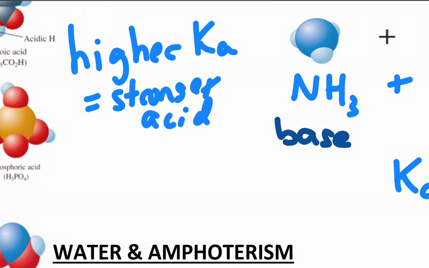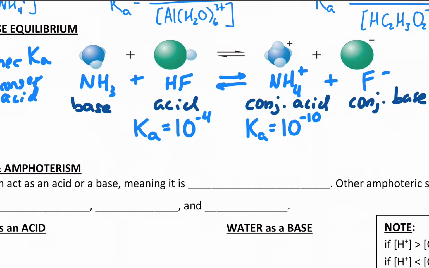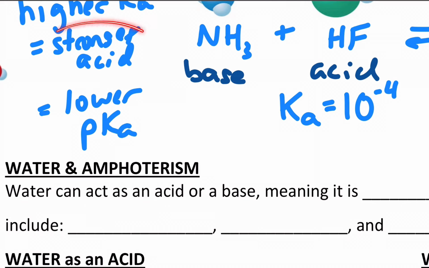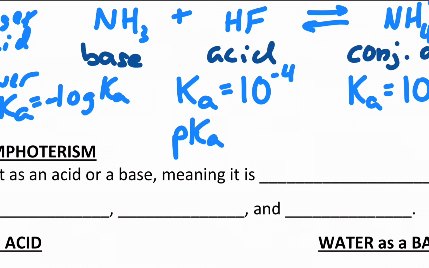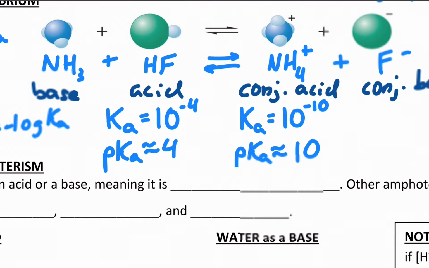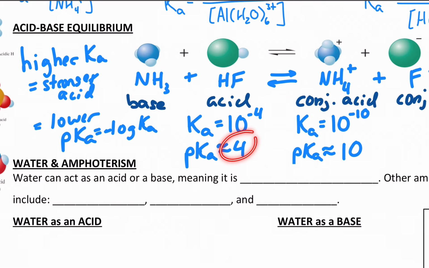acid. But sometimes chemists don't like to look at Ka numbers because they're always these small powers of 10, and it's easier to compare just integers. So we often take what's called the pKa, and the pKa will be lower for a stronger acid because the pKa is the negative logarithm of the Ka. We're just changing a number to a different number mathematically. So the pKa of HF is around 4, and the pKa of ammonium is around 10. So we still have a stronger acid of HF compared to ammonium because it has the lower pKa.